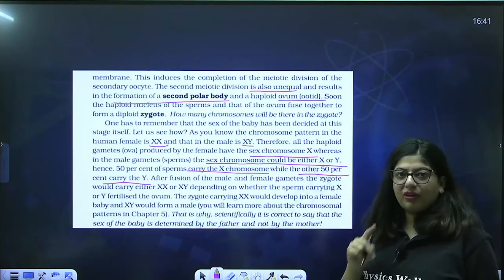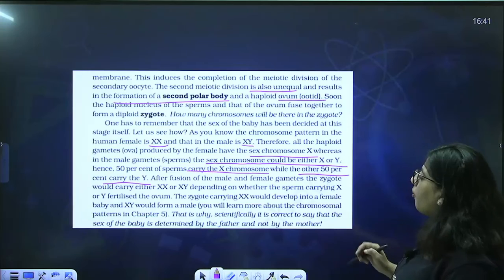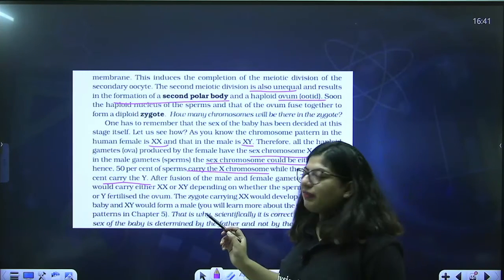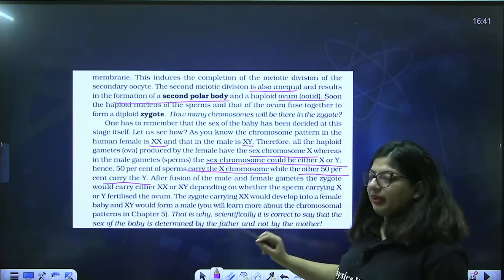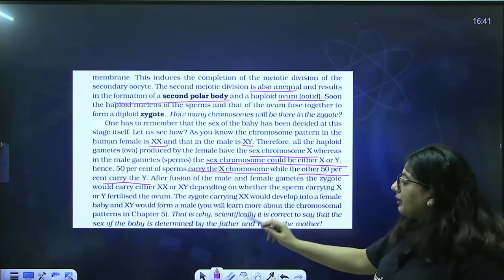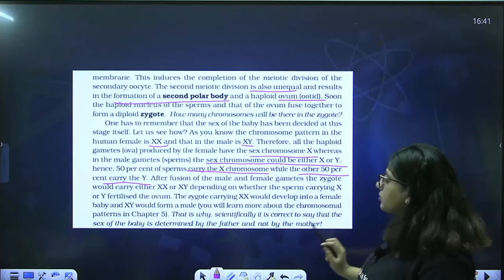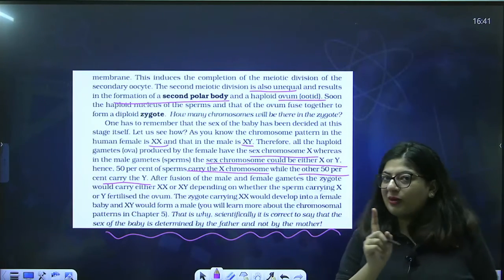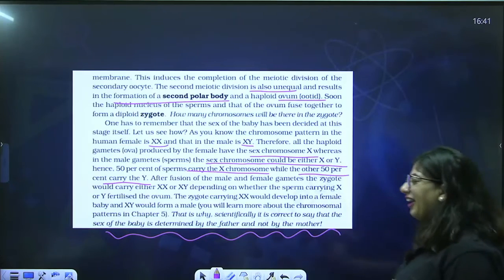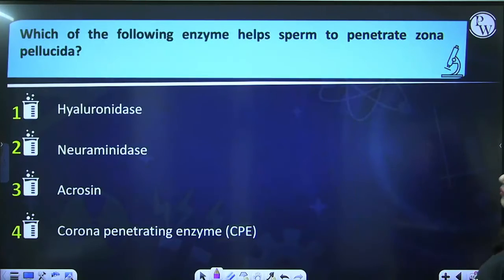So, any one of them will be in the zygote, depending upon whether the sperm carrying X or Y fertilizes the ovum. The zygote carrying XX would develop into female and XY would develop into male. That is why scientifically it is correct to say that the sex of the baby is determined by the father, not by the mother. Alright, okay. So, let us solve the question.